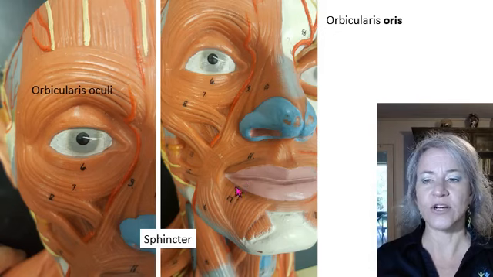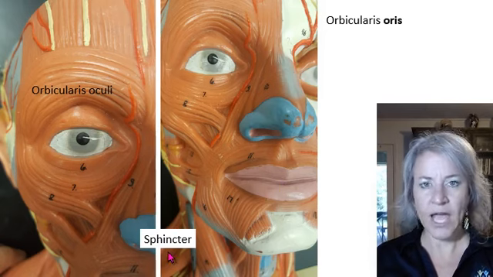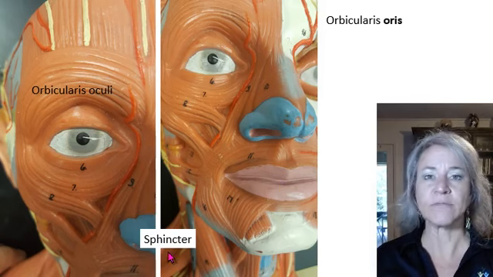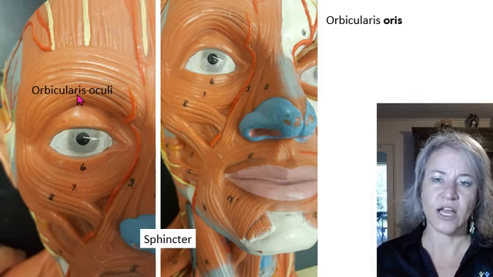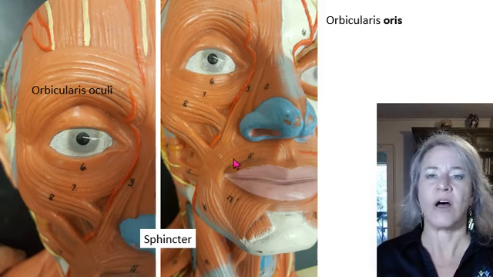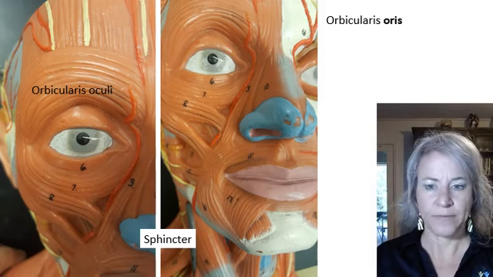round muscle here around your mouth, the Orbicularis oris. So you have Orbicularis Oculi, Orbicularis oris. Now a thing about these two muscles is they are both considered sphincters. A sphincter is a muscle that completely closes off an opening. So Orbicularis Oculi completely closes the eye, while Orbicularis oris can completely close your mouth.